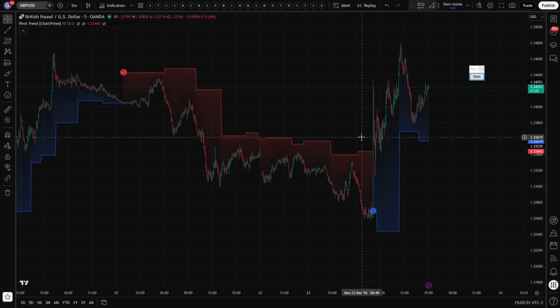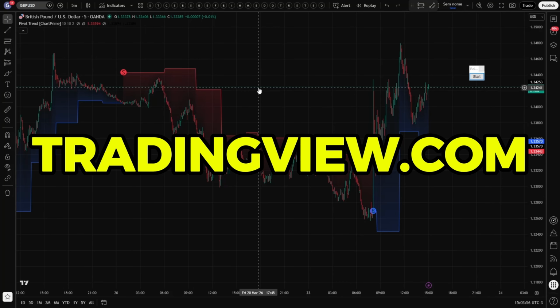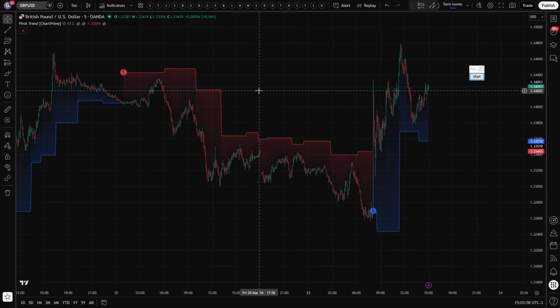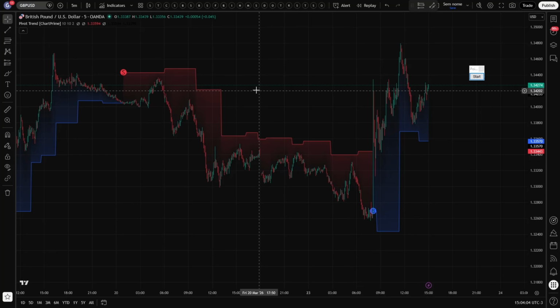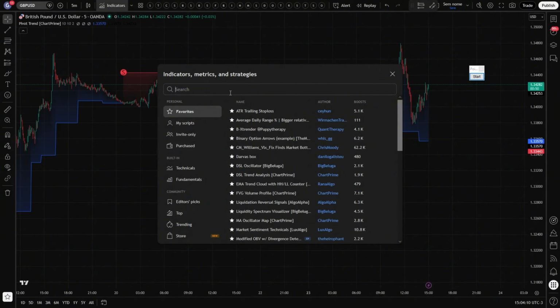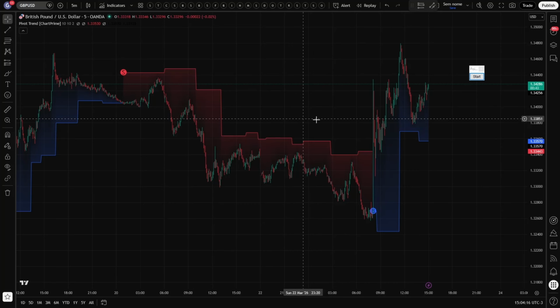To display it on your chart, you must be on TradingView.com and then select the currency pair that you enjoy trading. I'm currently on GBP/USD, but it could easily be the Forex market, various other currencies, crypto, stocks, or indices, just as you prefer. I'm on the 5-minute chart, but it will also work on other time frames. You can come over here to indicators and search for the pivot trend. This chart prime option will pop up. Simply add it to your chart, and it will now show up exactly as it does on mine.